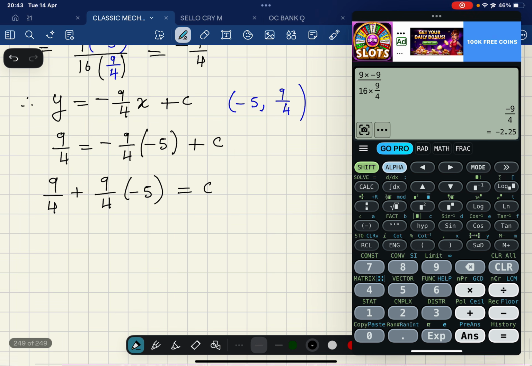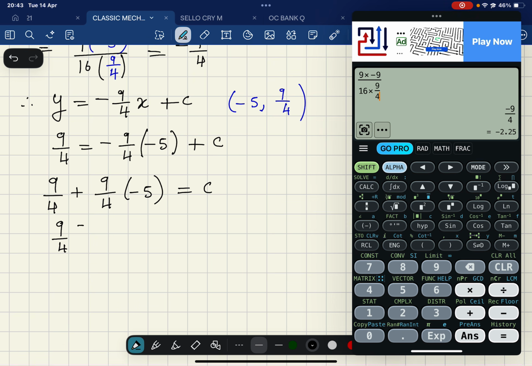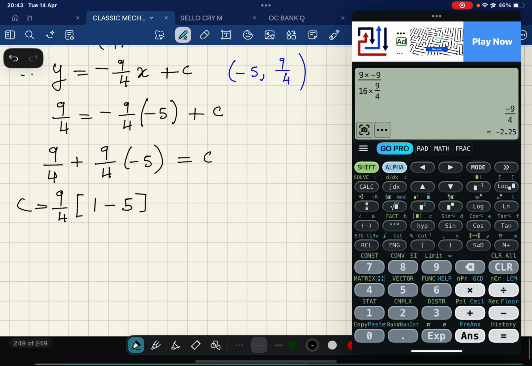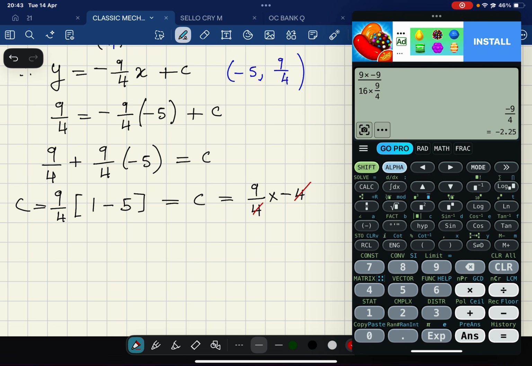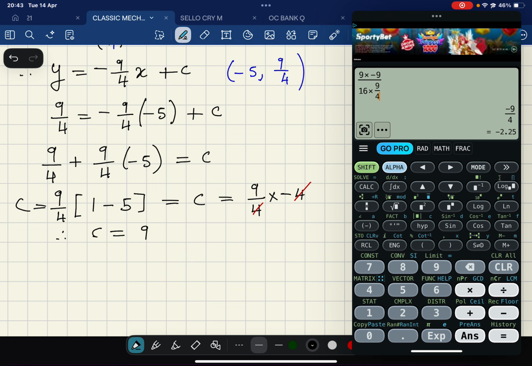From my value of c, I can just remove the common factor of 9 over 4, which means I'm going to remain with 1 minus 5, which is equal to the value of c. So 1 minus 5 is negative 4, which means I will have 4 times negative 4. The 4's will cancel, which means therefore the value of c is equal to 9.